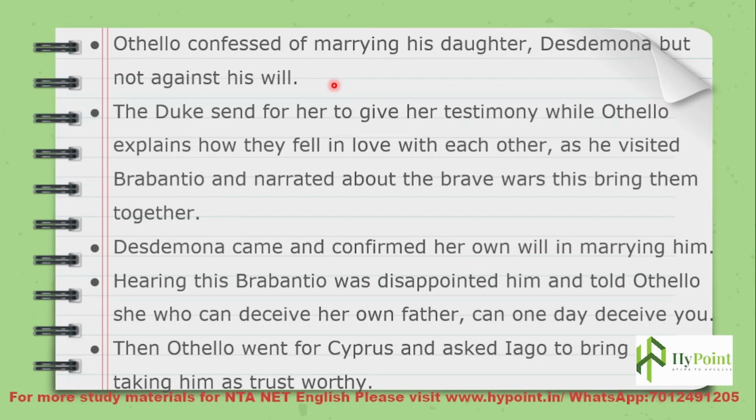After hearing Brabantio's complaint, Othello confessed and admitted that, see, they eloped and they got married. Now Desdemona is his wife and everything happened because they were in love. The Duke sent for her to give her testimony, while Othello explains how they fell in love with each other as he visited Brabantio and narrated about the brave wars that brought them together. Desdemona came and confirmed her own will in marrying him.